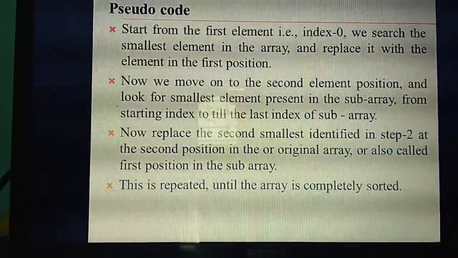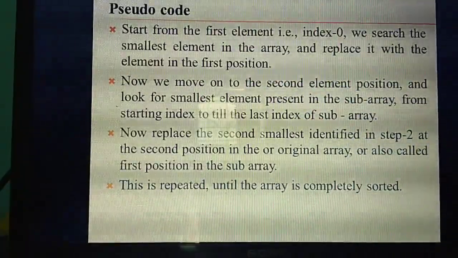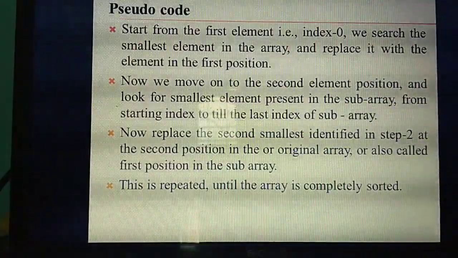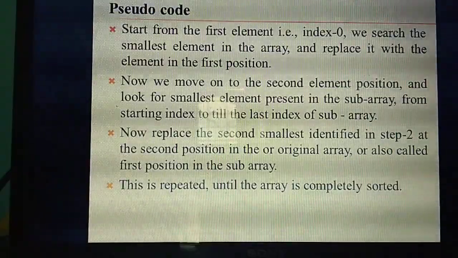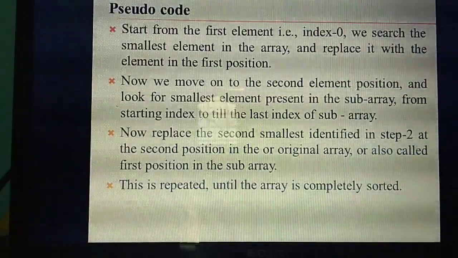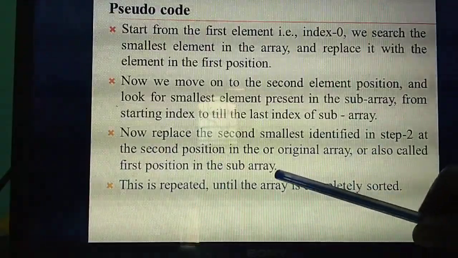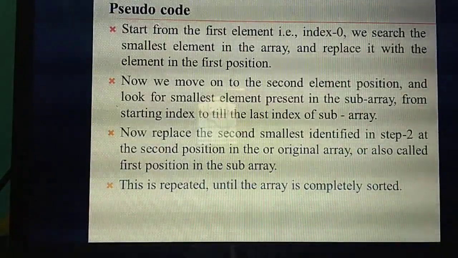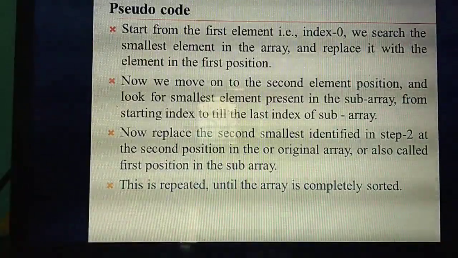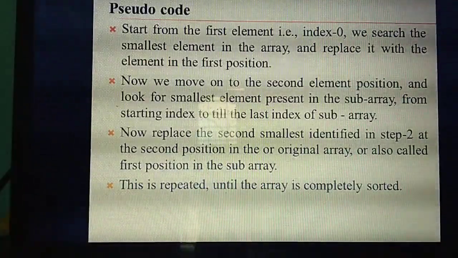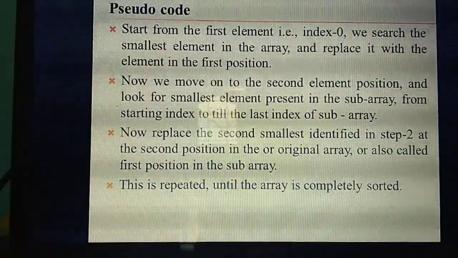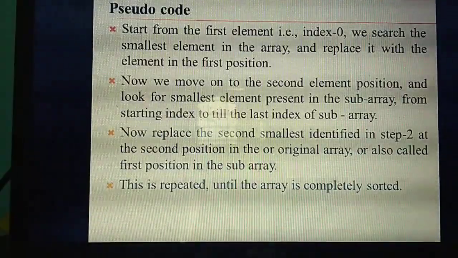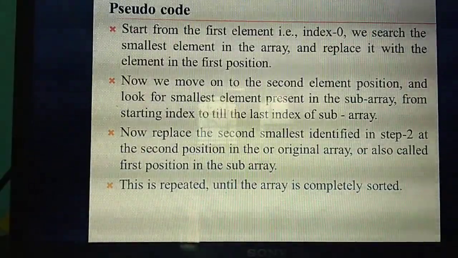Next you move to the second position, for the second smallest element. You search for the smallest element in the subarray from the starting index to the last index, then place it in the particular position in the array. This is repeated until the array is completely sorted. The step is repeated until the full array is sorted. For example, if 10 elements are present in the array, there will be 10 steps, sorting until all the elements are sorted. Understand? You can write this in your own words.